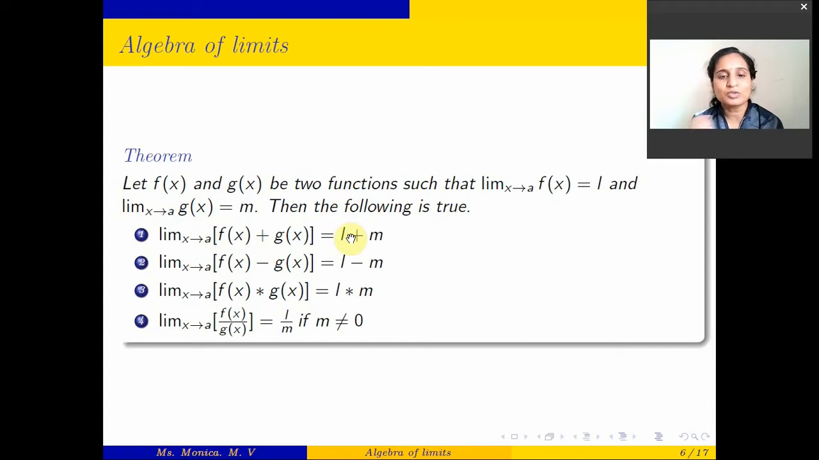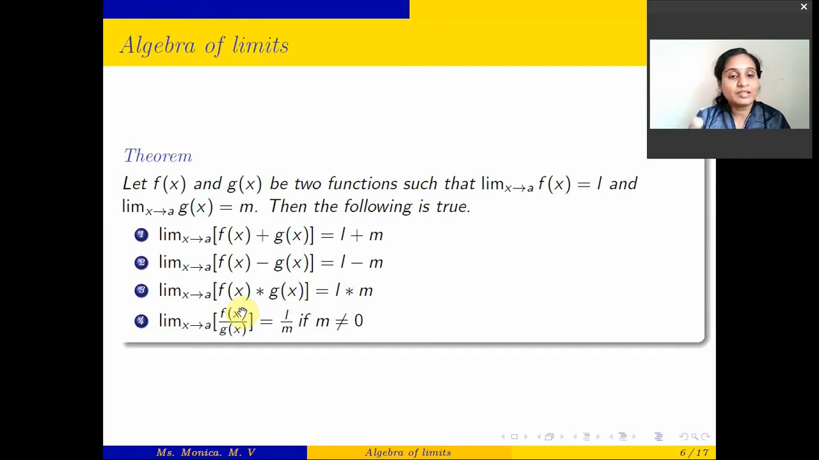Then what do I need to do? I simply need to add the limit of f of x and the limit of g of x at x tending to a. Similarly, if I have f of x minus g of x, I know the limits of f of x and g of x at x is equal to a already. So, to find the limit of f of x minus g of x, I simply need to subtract the value of the limits. If I need to find the limit of the product of two functions, then I simply need to take the product of the limits.